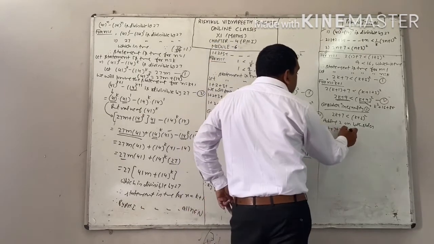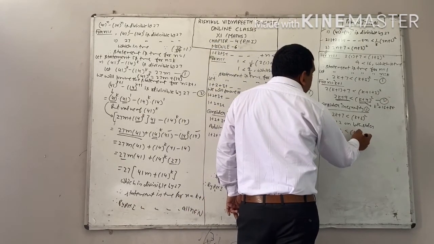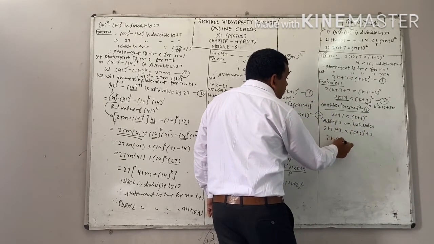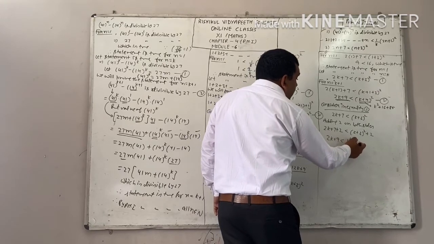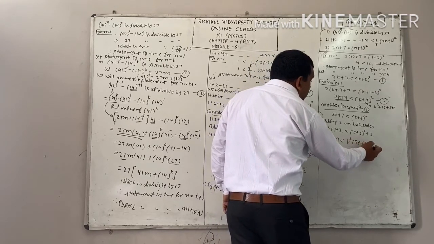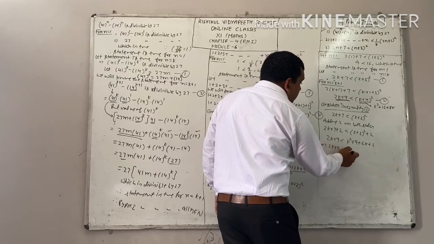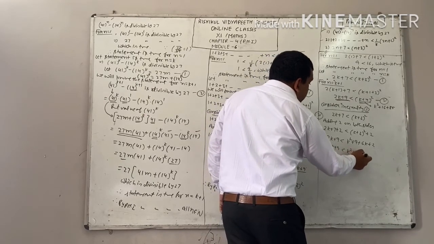On the right hand side also, this is your k plus 3 whole square plus 2. Now open the whole square: k square plus 9 plus 6k plus 2. This implies 2k plus 9 less than k square plus 6k plus 11.